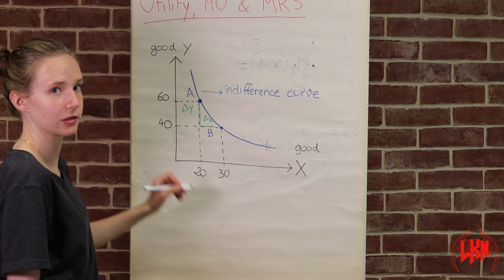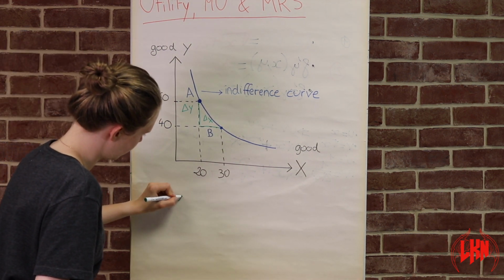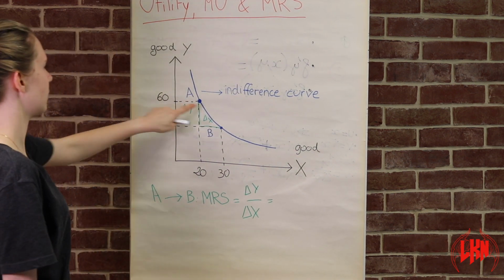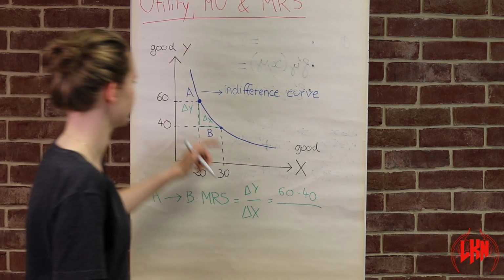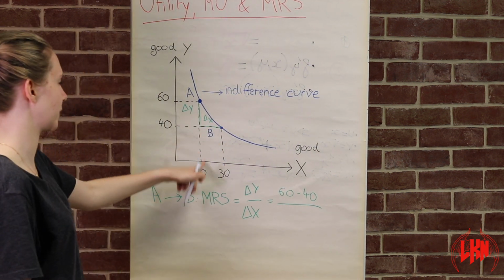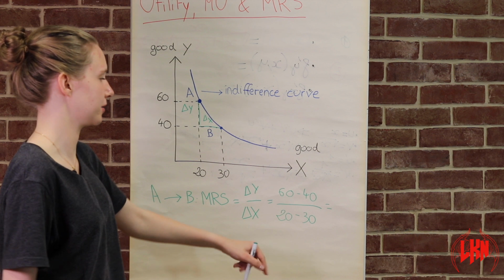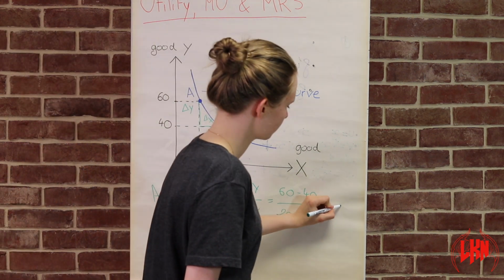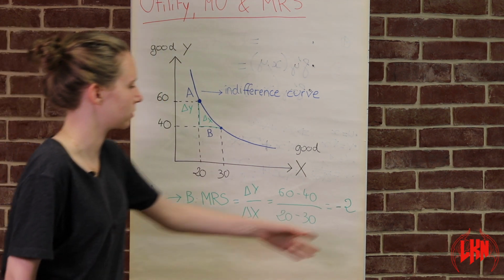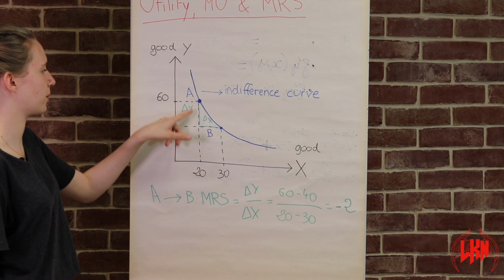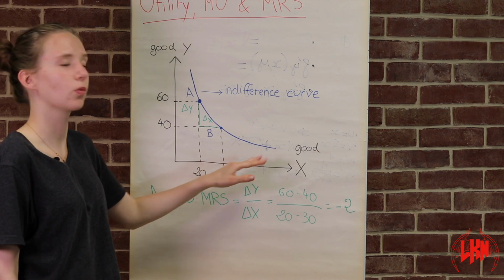So the marginal rate of substitution between A and B, so let's do this, A and B. So delta y, we have 50 minus 40, so over delta x, and delta x, so 20 minus 30. Okay, and this is 20 over minus 10, so it's minus 2. So what does marginal rate of substitution equal to minus 2 mean? So the minus 2 here means that when I move from point A to point B, I give up 2 good y in order to get 1 x.